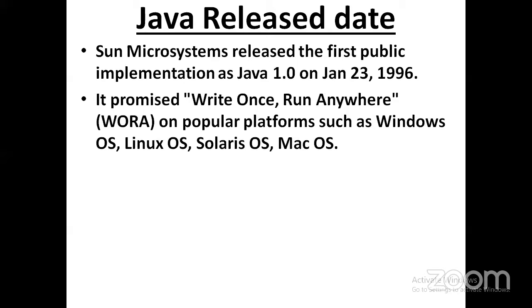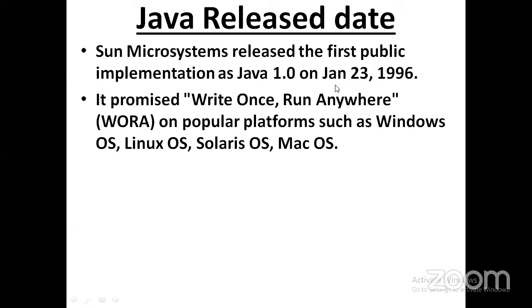1.0, 1.1, 1.2, 1.3, 1.4. Next version 1.5, next 1.6, next 1.7, next 1.8. What is the next version after 1.8? There is no 1.9, only 9. Java 9, Java 10, Java 11, Java 12, Java 13, Java 14. So the version numbering changed.